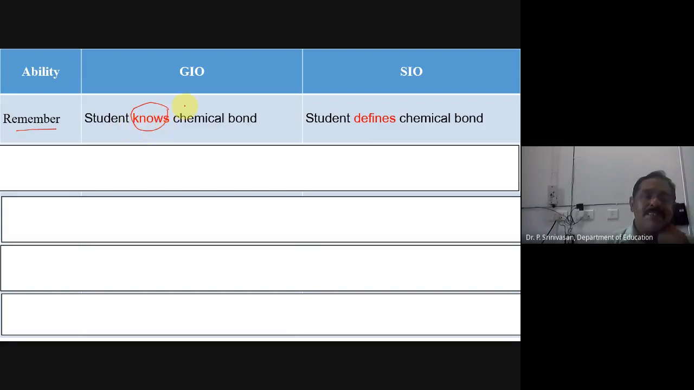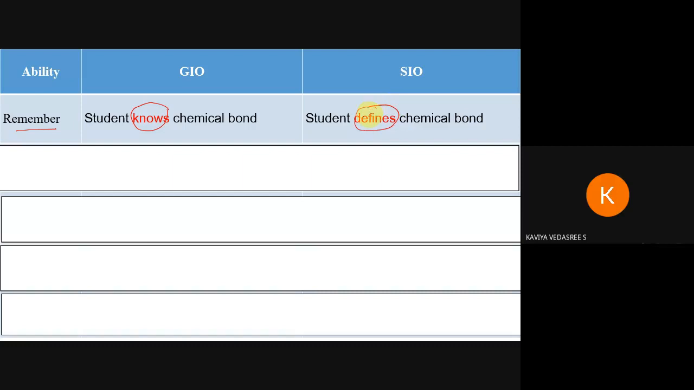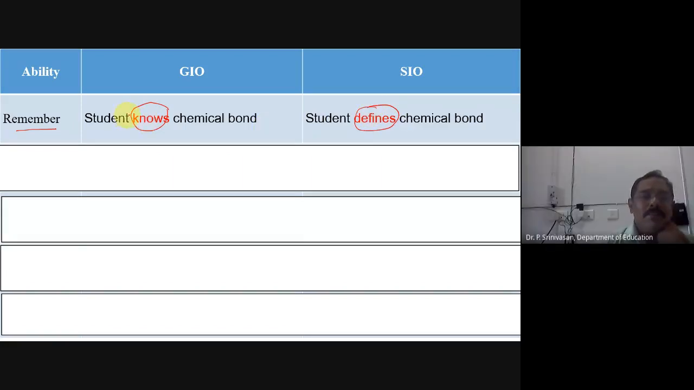It is in knows and defines. In knows, it is a general term. As I have said previously, I remember, I know, I have skill: all those are general things. I have to express it. How will I express it? If I define, then I am expressing. If I define, you can hear it and then you can measure. You can observe and then measure. This is where it gets differentiated.